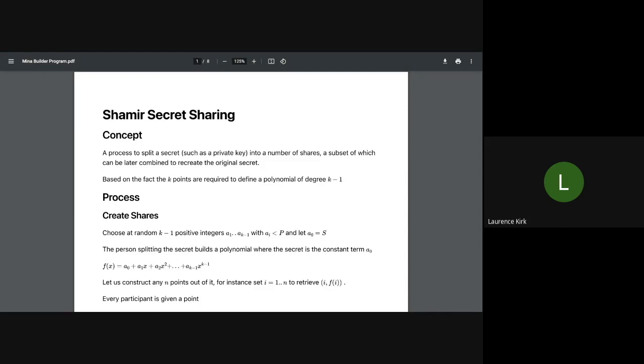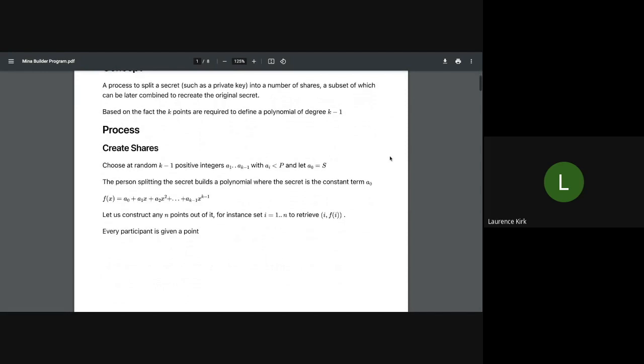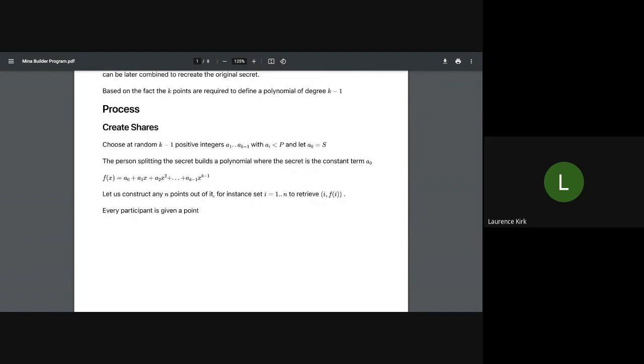And it's based on the maths around polynomials. To create the shares, you get some random integers to act as the coefficients in the polynomial, and then the person splitting up the secret builds up the polynomial, where the secret is the constant term. Then they evaluate this polynomial at various points and give out these points to different people, and those are the shares. Later on, the people can combine these shares to get the original secret.